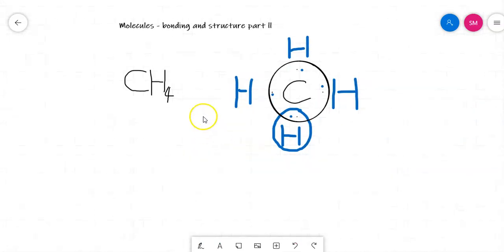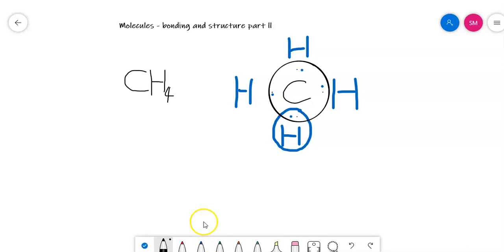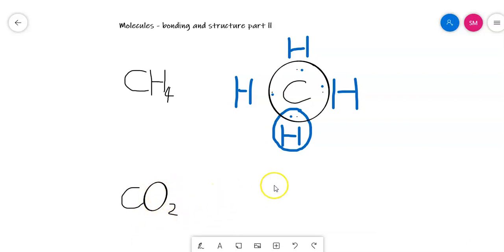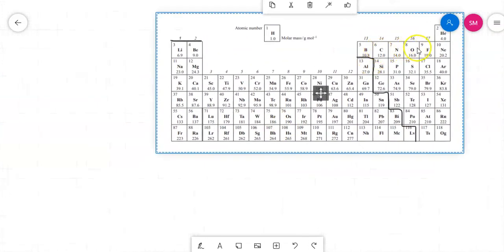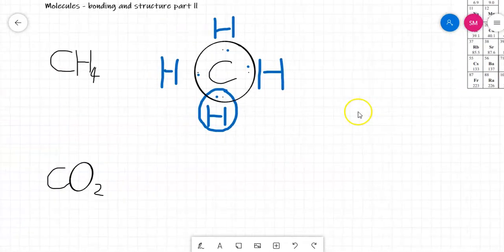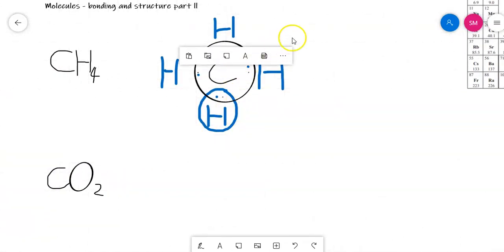So now we'll look at a harder example than methane. We'll look at one that the word will be familiar for a lot of us. It's CO2. So carbon dioxide. So if we look at carbon and oxygen on the periodic table, we can see that carbon and oxygen, they're both non-metals. So this must be a molecule. And we want to visualize using the Lewis diagram how this molecule would look like.